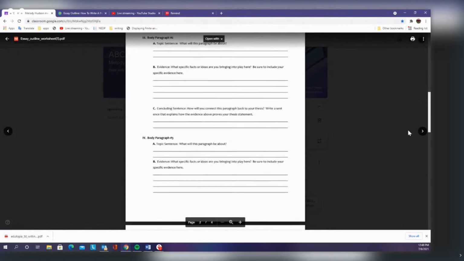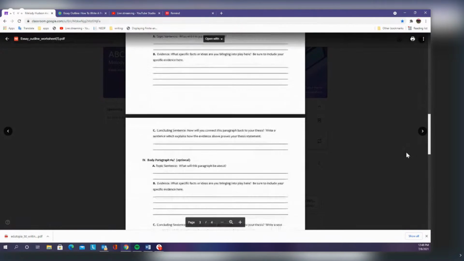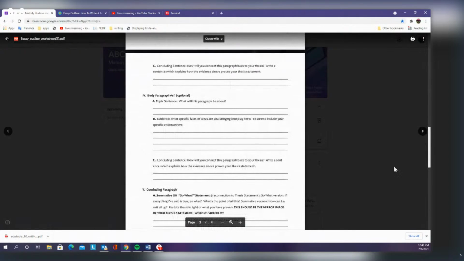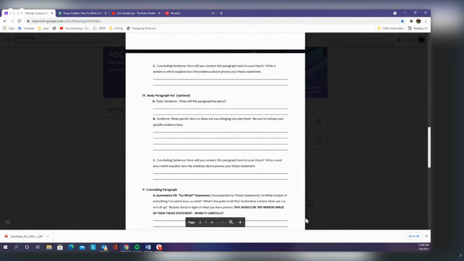Body paragraph 2, same thing. Paragraph 3, same thing. Paragraph 4, maybe if you need it. If you need it, you mean I could have 6 paragraphs? Sure. Sure you could. And then in your concluding paragraph, your summative or so what statement.